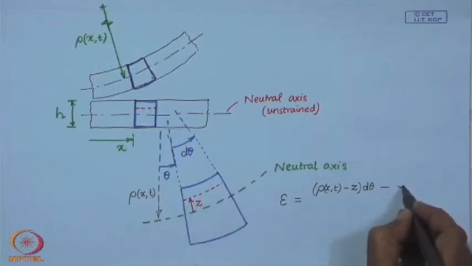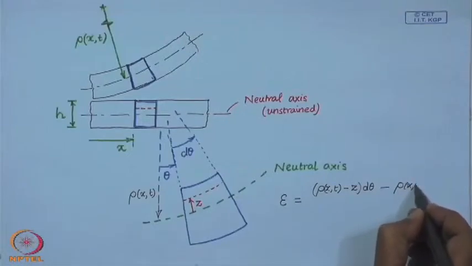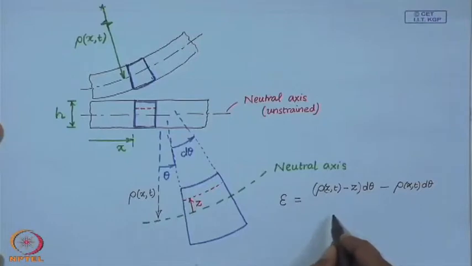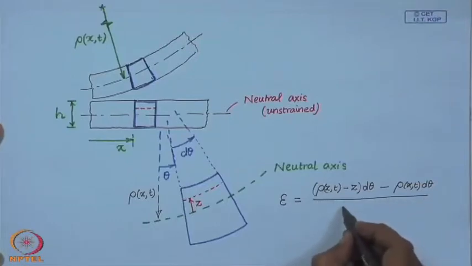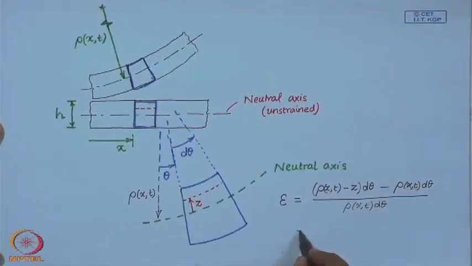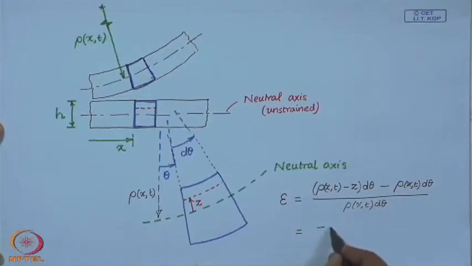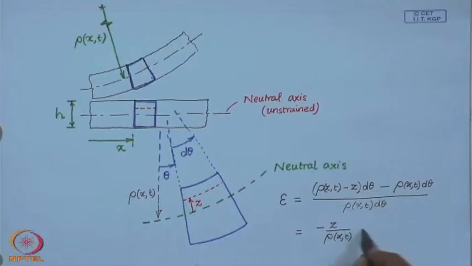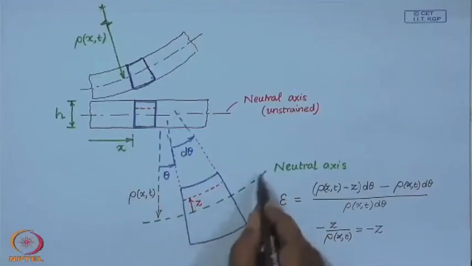So, therefore, its initial length was rho times d theta and the initial length... So, therefore, this turns out to be now 1 over rho, 1 over the radius of curvature, is known as the curvature, and the expression of curvature in terms of the equation of this neutral fiber.